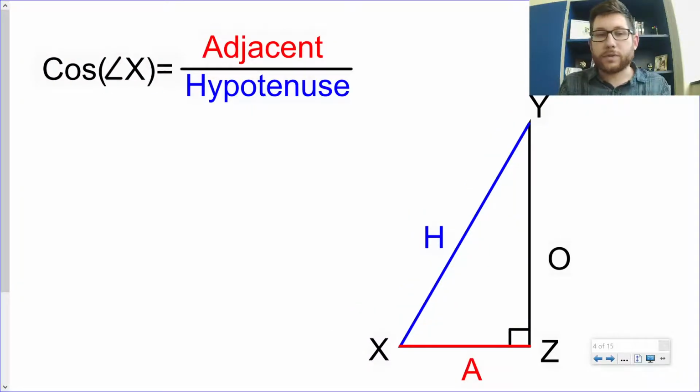All right, let's look at the next one. Cosine of x is equal to adjacent over hypotenuse. So sine is opposite over hypotenuse. Cosine is adjacent over hypotenuse. Now again, notice my sides are labeled the same way because I'm still talking about my angle x here. If I were talking about angle y, then my opposite side would be where the A is and the adjacent side would be where the O is, but that's not the case. We're still talking about angle x. So my cosine is adjacent over hypotenuse, so you can see that here, my adjacent side over my hypotenuse.